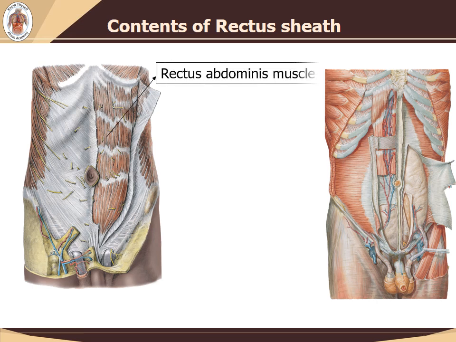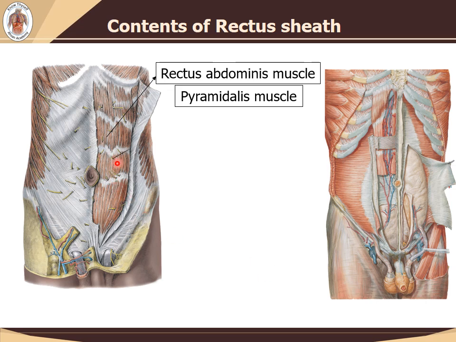The rectus sheath contains two muscles: one large muscle that extends throughout the length, which is rectus abdominis, and a small triangular muscle in the medial part of the lower part, which is known as pyramidalis. So these two muscles are there, and rectus abdominis is the main muscle remaining inside.